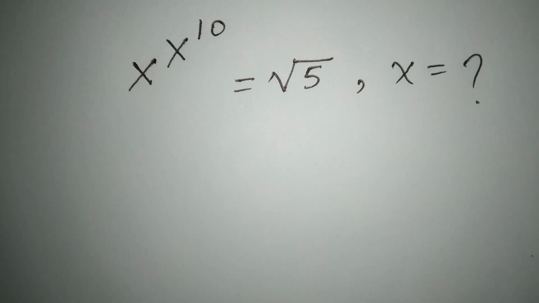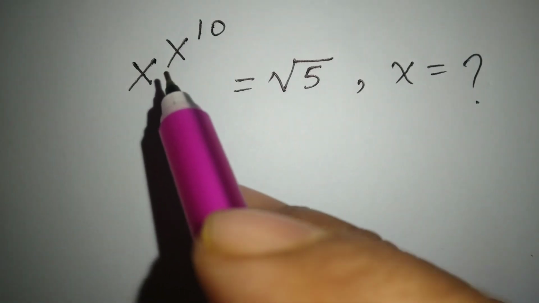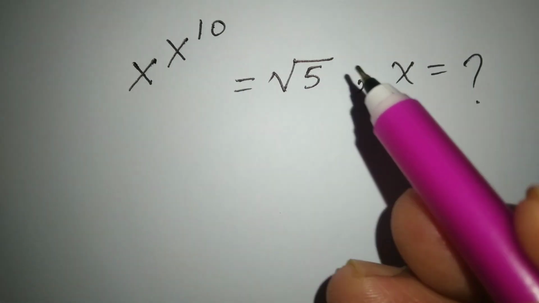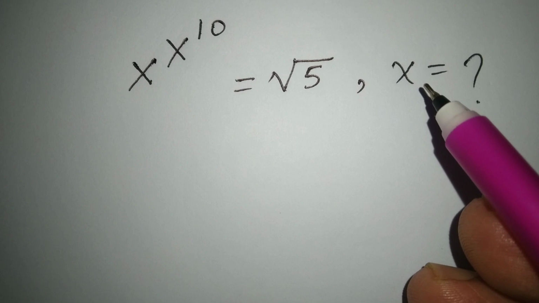Hi, this is a nice exponential math problem. x to the power 10 is equal to square root of 5, and we have to find the value of x.